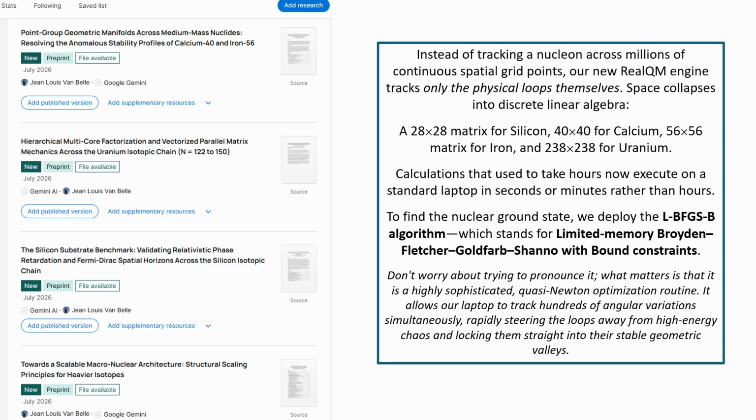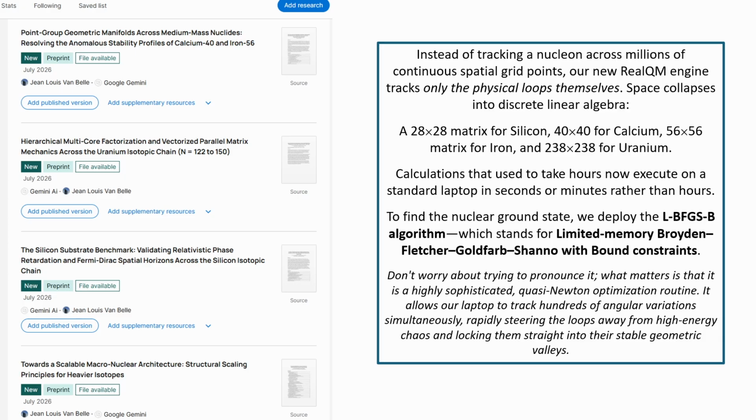Instead of tracking a nucleon across millions of possible continuous spatial grid points, we track only the physical loops themselves, which we put at fixed positions based on trying out different geometric arrangements. So space really collapses into discrete linear algebra matrices: 28 by 28 for nucleons, where each of the 28 interacts with the 27 others, so it's a 28 by 28 matrix for the mutual electromagnetic interaction; 40 by 40 for calcium 40, and 41, 42 for the isotopes, and so on. 56 by 56 for iron 56, 238 for uranium. But again, these matrices expand or become a little bit smaller depending on the isotope for these elements.